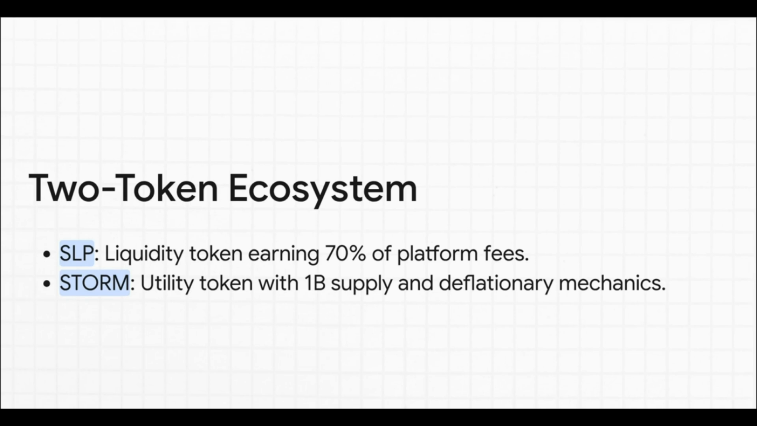Then we have Storm, which is a deflationary utility token with a strict, non-reissuable cap of exactly 1 billion tokens.